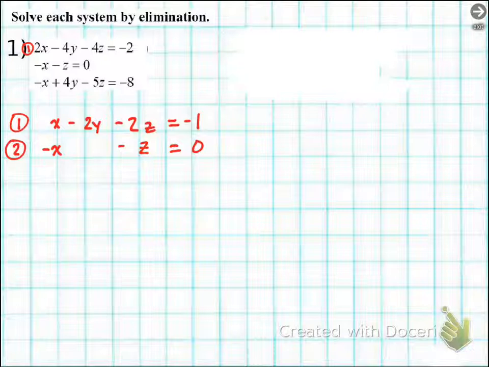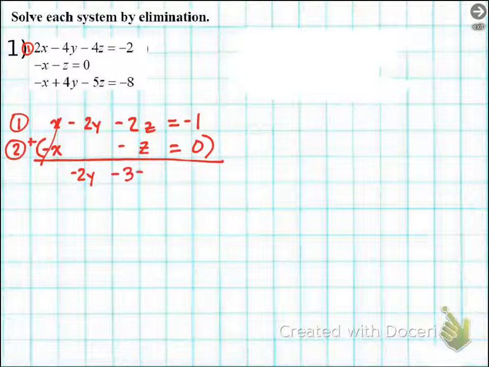And I'm going to eliminate the x's because that's what I chose to do from the beginning. So I'm going to add the second equation to the first. X plus -x cancels out. -2y plus nothing is -2y. -2z plus a -z is -3z. -1 plus 0 is still -1. I just made a new equation. We'll call this equation 4. Okay, continuing. Going back to the original now. We combine equation 1 with equation 2, and we got a new equation 4.